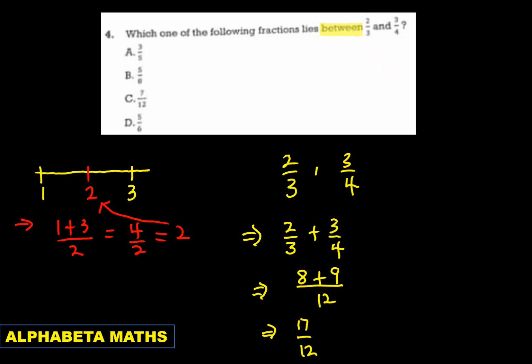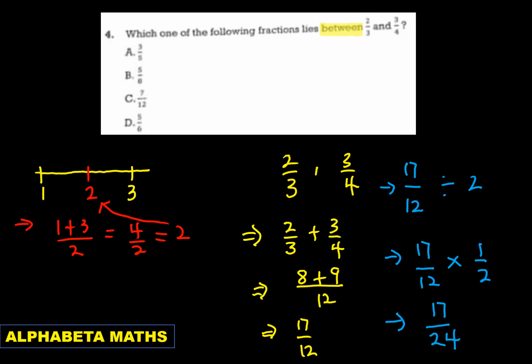So we've now added these two numbers. So we are going to divide them by 2. So we have 17 over 12 divided by 2. And this is going to be 17 over 12 times 1 over 2. And we are going to get 17 over 24. Now looking through the options, we do not have 17 over 24. So there is no answer in these options. The answer here is 17 over 24, and that is the correct one.